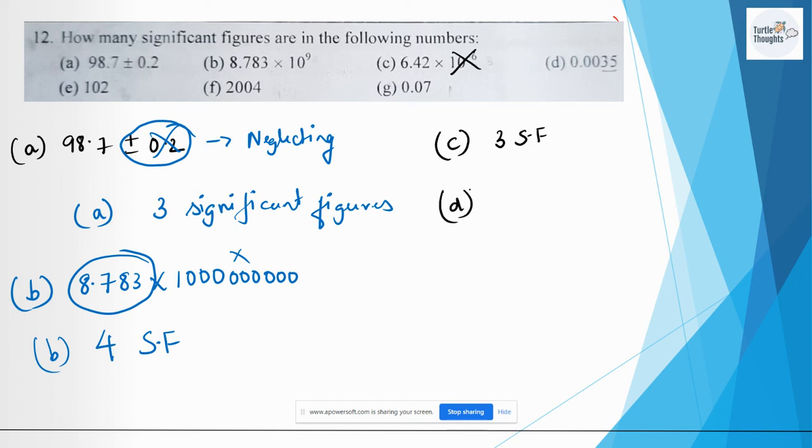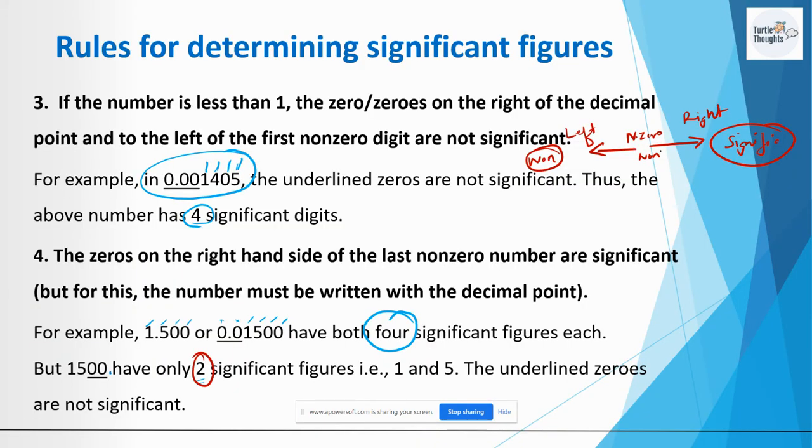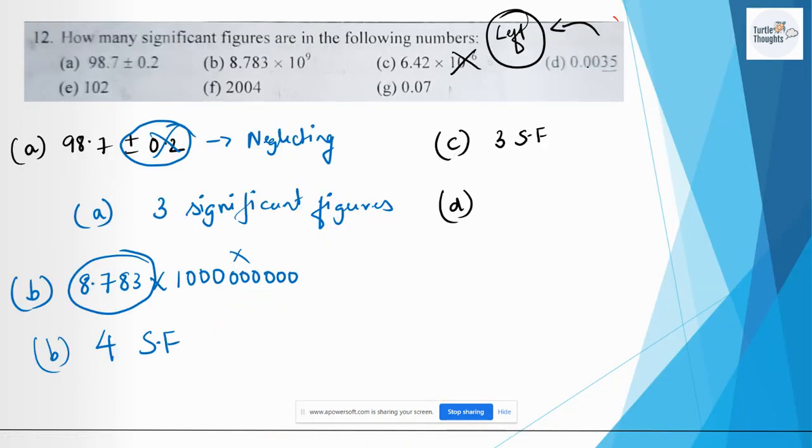Option D, how many significant figures will we have? We know that if the zeros are coming towards your left, right? Which rule is this? The third rule. What does it say? If they are coming towards your left, then they are not significant. So these zeros are not significant. So how many numbers are there? The non-zero numbers, only 3 and 5. So I can tell two significant figures.